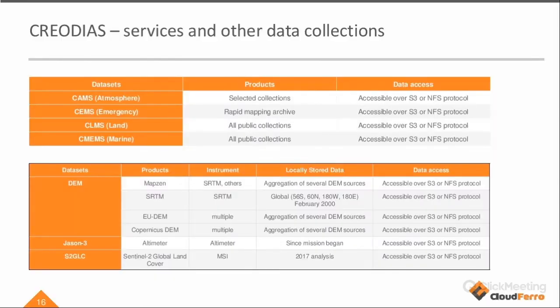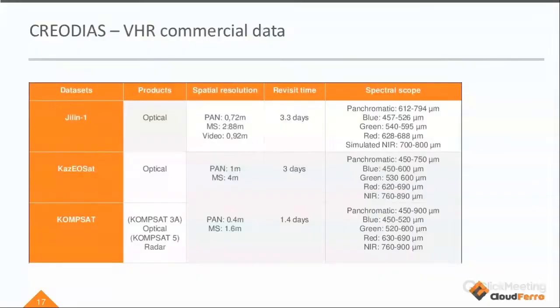And then also, as I mentioned before, Copernicus services and also other data collections. So Copernicus services, which are available and accessible over S3 and NFS protocol. So they are accessible through the virtual machines, and different data sets such as digital elevation model, for example, are offered as different products. And then JASON-3 altimetry products and S2GLC, so classification of the Sentinel-2.